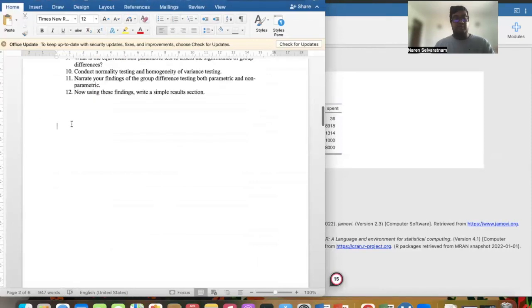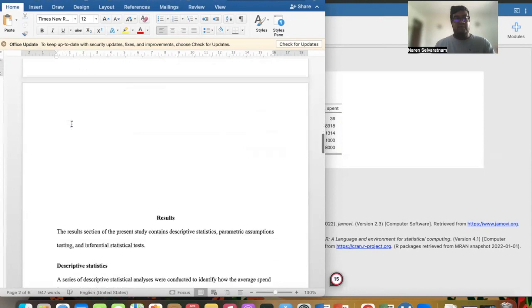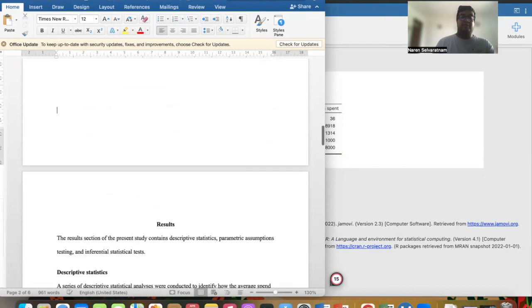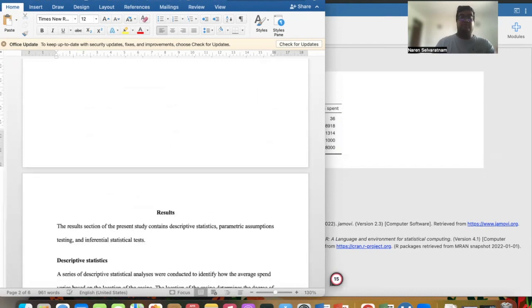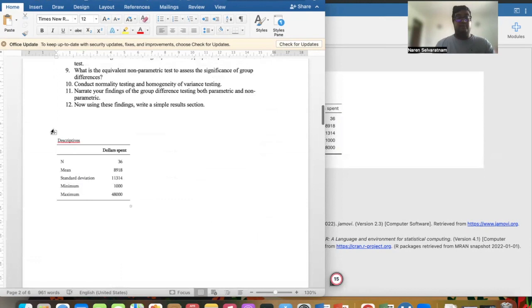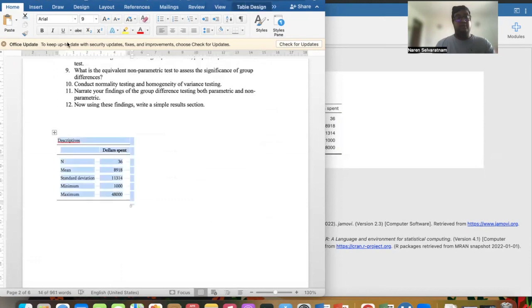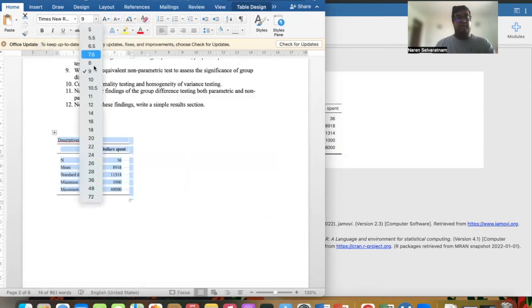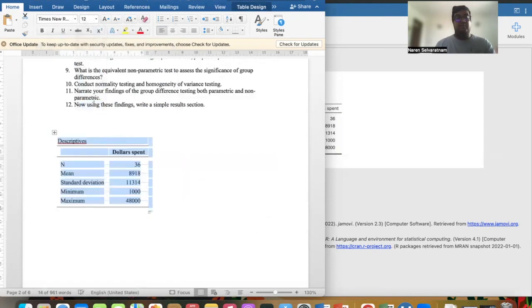Let me show you an example. You can copy and paste it like this. But if you do it, it's very important that you format it very well. If you write a research paper, you have to format it according to APA. So click on this again, select Times New Roman, and then font size 12. If you want to double space it, you can go ahead and do that as well.